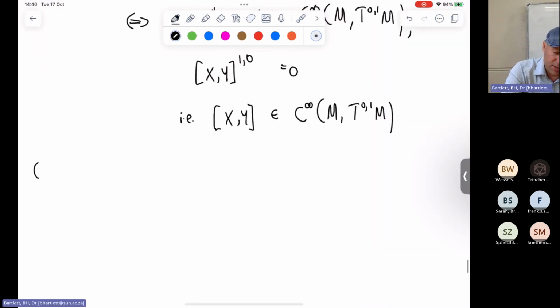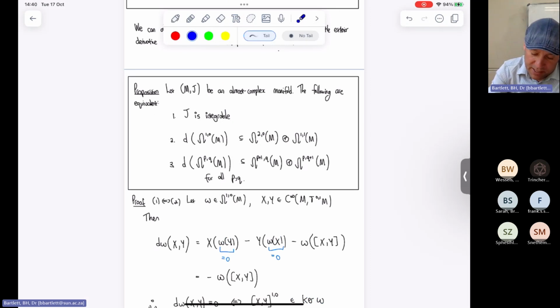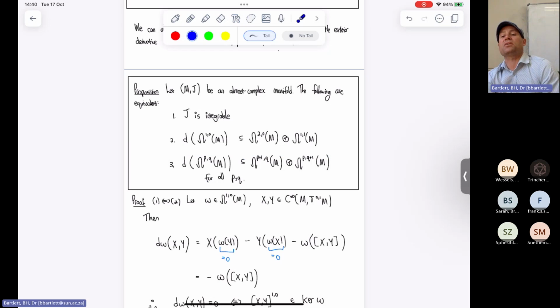Okay, so let's prove that 2 and 3 are equivalent. Number 3 is saying that when I apply D more generally to a P,Q form, I want to get a P+1,Q form or a P,Q+1 form and nothing else. Because in principle, I could get out also a component in the P+2,Q-1 and so on. I don't want any other components. So I have to check that this is equivalent to this. Clearly 3 implies 2 because 2 is a special case of 3. So I want to show that 2 implies 3.